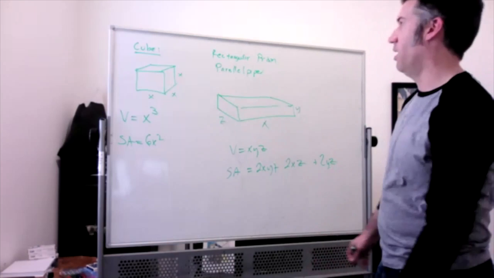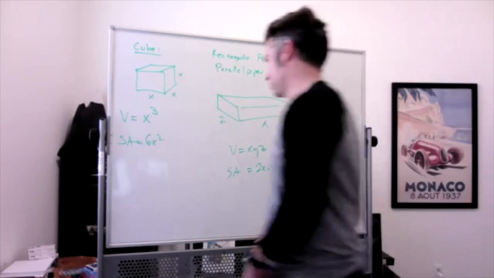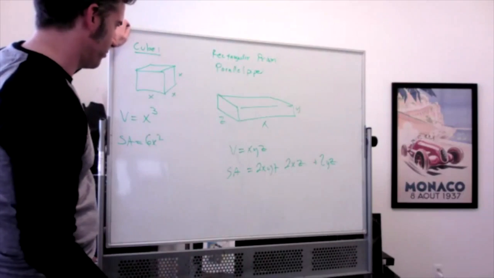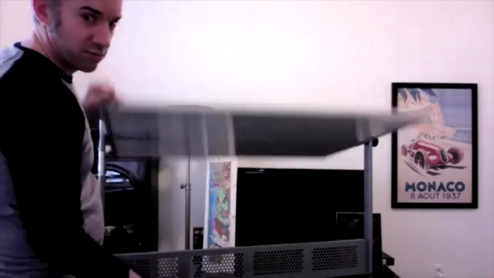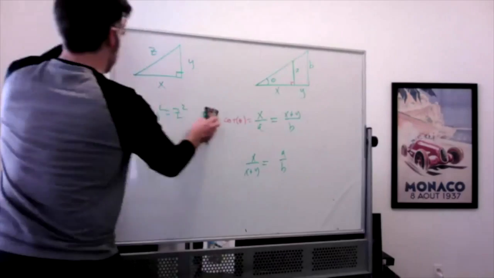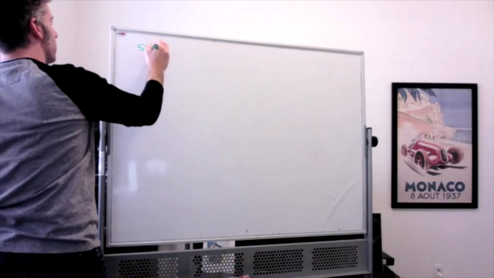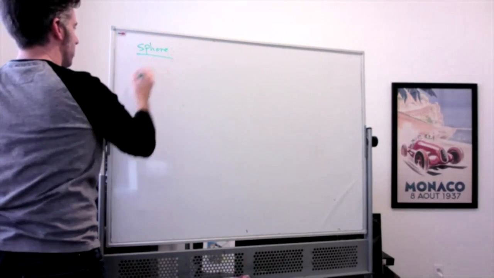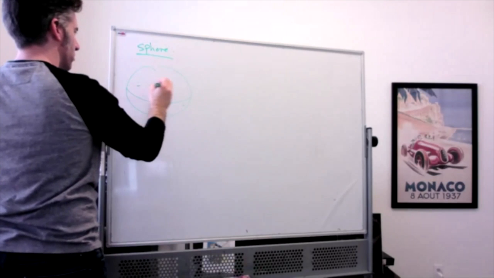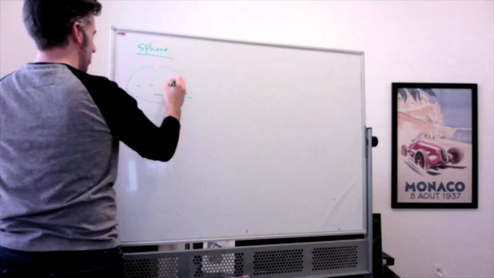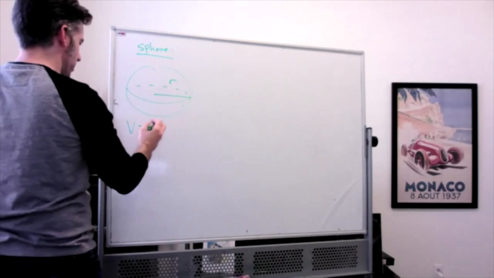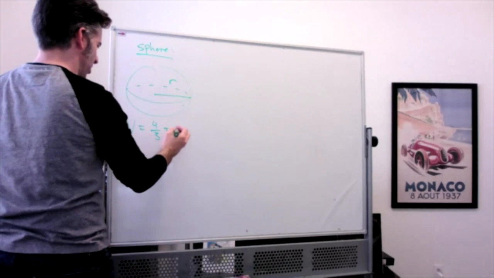Okay. I think 2 more shapes. Maybe 3. Sorry, I'm running out of room. Too many shapes. Okay, we have a sphere with a radius of r. The volume is 4/3 pi r cubed.